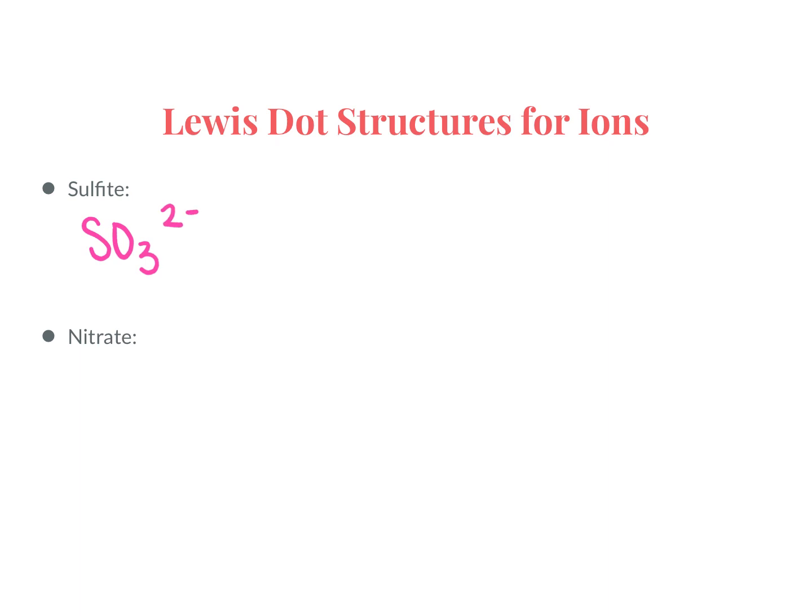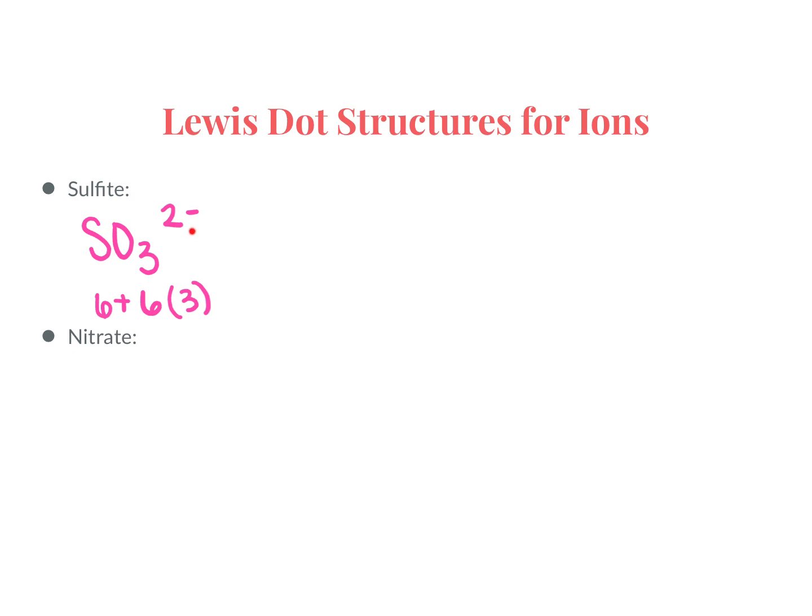Okay, so now we're going to keep doing our normal steps. So what's the first thing we add up? Okay, how many valence electrons does sulfur have? 2, 3, 4, 5, 6. Okay, 6. How many does oxygen have? 6. Okay. And how many oxygens are there? 3.